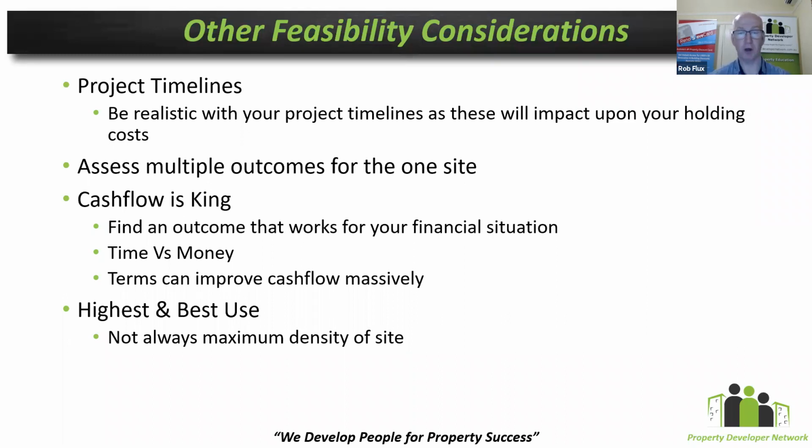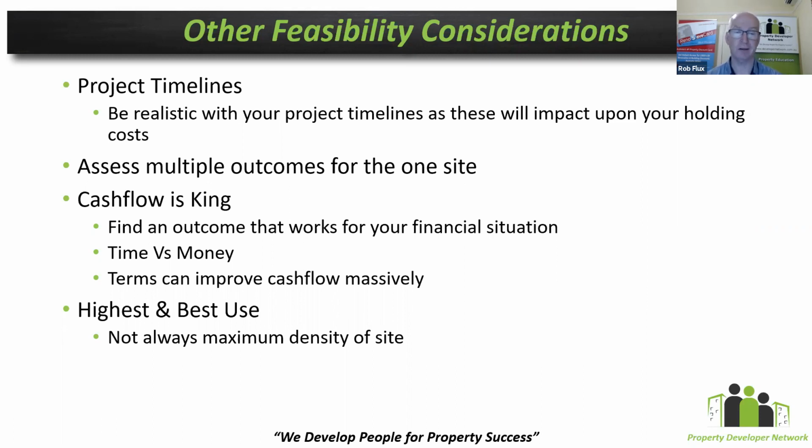And then you do the third permutation, which is maybe we can do this as a pure subdivision and put some really nice homes on there. And when you do that, you might find that the demand for that is much, much higher again, and the sale of the finished product is even greater.